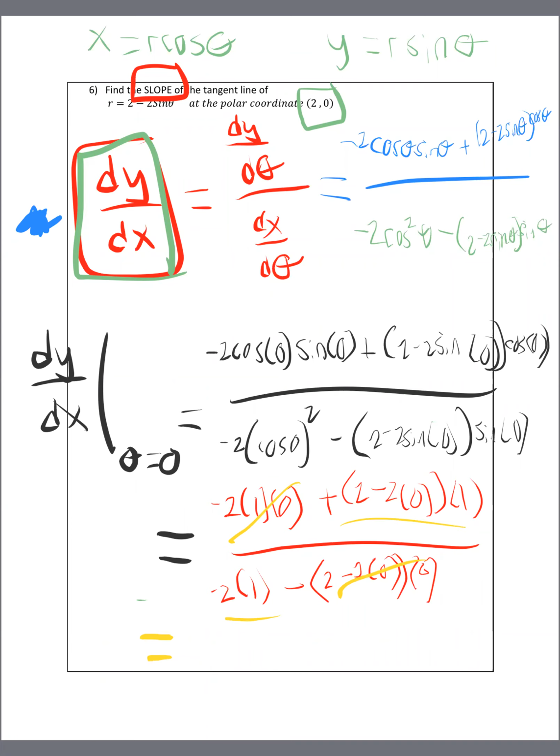Let me just do this in green because it's a little bit easier to see. You have 2 minus 0, right? Because that's 0, you can cross it out, times 1. And then you're left with negative 2 times 1 in the denominator, which is just negative 2. This is 2 times 1, negative 2. The answer is negative 1. And that's the final answer to this problem, just negative 1. Any questions? Because that was kind of long.